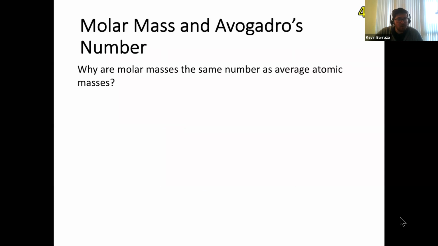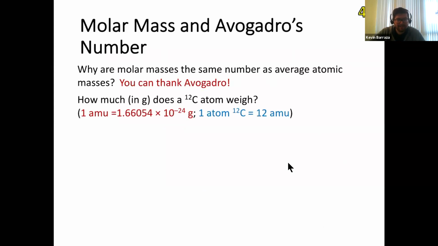We explore in the POGO a little bit why these numbers come out to such happy values that we can see from the periodic table. So why are molar masses the same number as the average atomic mass? You can thank Avogadro, because Avogadro's number comes to help us. We do this in the POGO, so I'll do it very quickly.